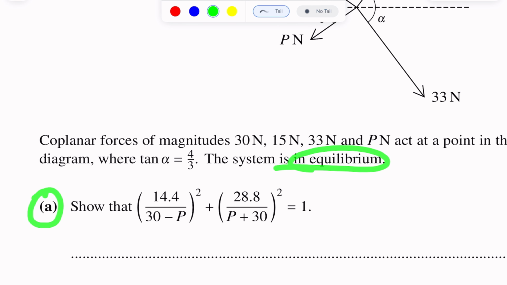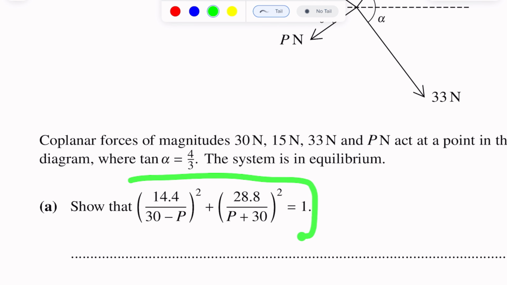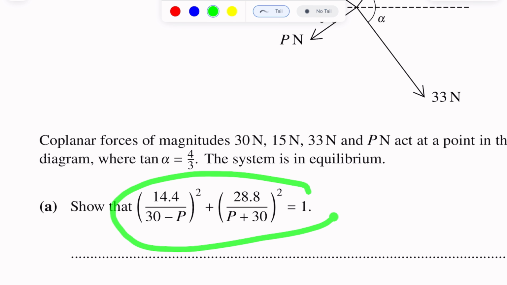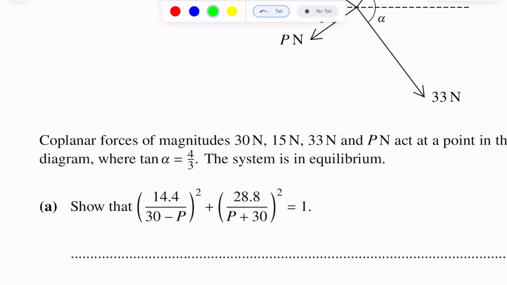Show that (14.4 over (30 minus P)) whole square plus (28.8 over (P plus 30)) whole square is equal to 1. We have to show this relation.